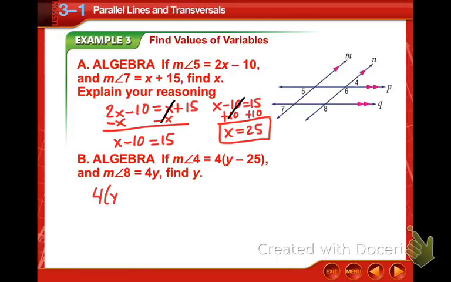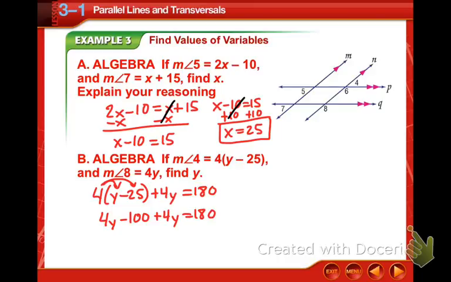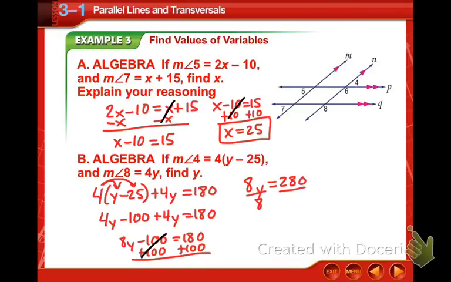So 4 times y minus 25 plus 4y equal to 180. So we distribute the 4. 4y minus 100 plus 4y is equal to 180. Combine some like terms here. We got two 4y's, so we have 8y minus 100 equal to 180. And we're going to add 100 to both sides. So we now have 8y is equal to 280. And we divide by 8 on both sides. And y is equal to 35. And that's it.